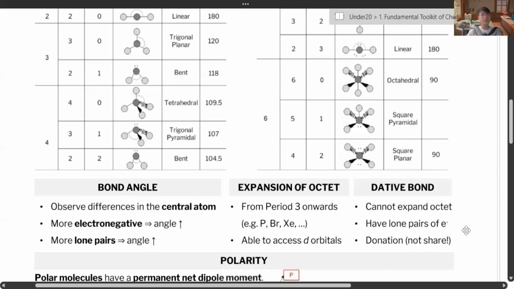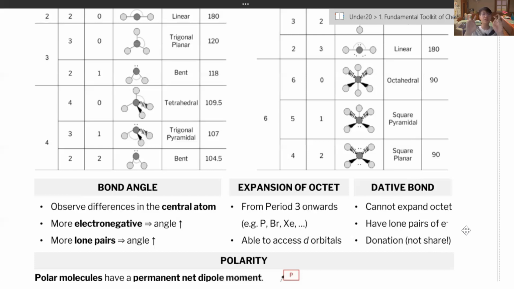Okay, the next type is dative bonding. Dative bonding is kind of like the last resort, because if you think about it, you form a bond by sharing, right? But in dative bonding, it's like sharing, but you give 2 of the electrons to the other atom. So instead of sharing, you give completely. So why is that favorable when you can share, right?